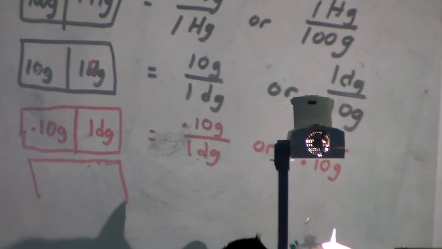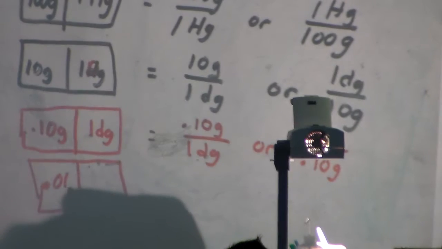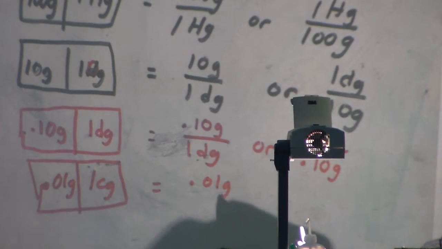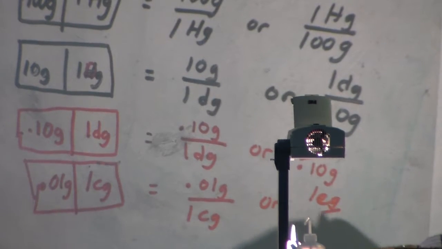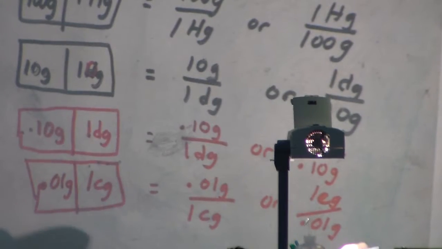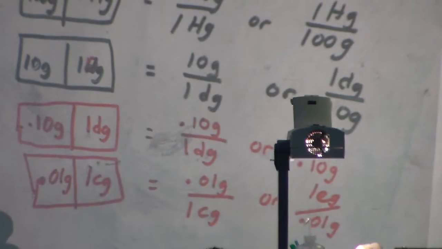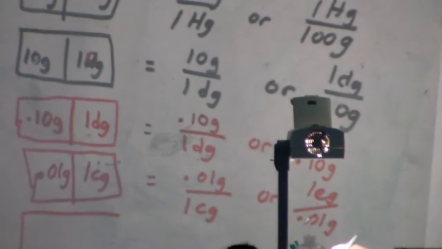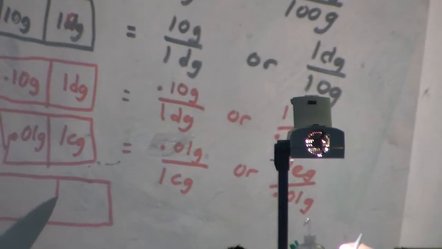So our next domino was 0.01 grams is 1 centigram. So that can be written as 0.01 grams over 1 centigram, or 1 centigram over 0.01 grams. Try the next domino on your own. Try this, the last conversion factor. On your notes, it's this one right here. See if you can write that as a ratio.